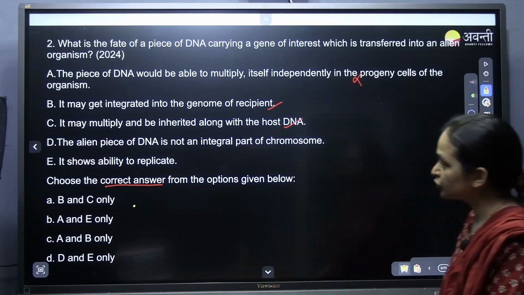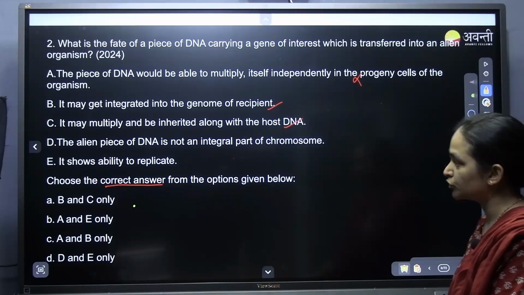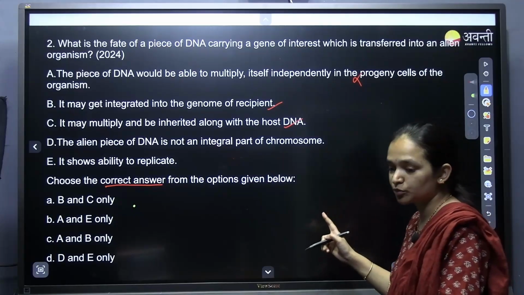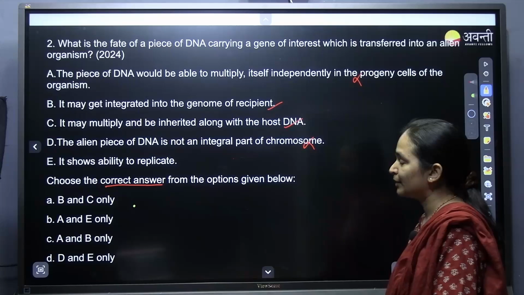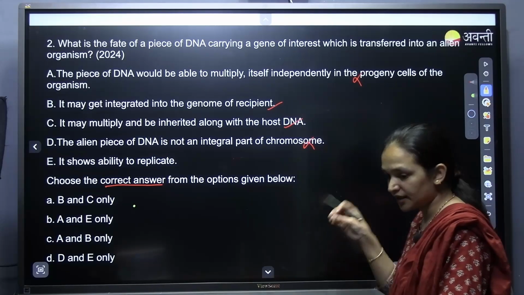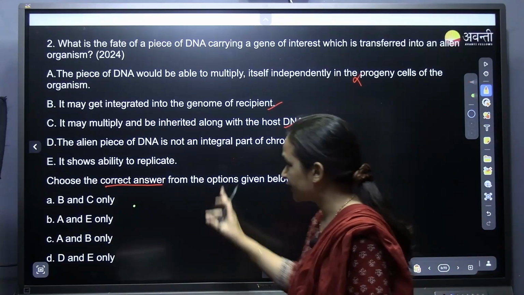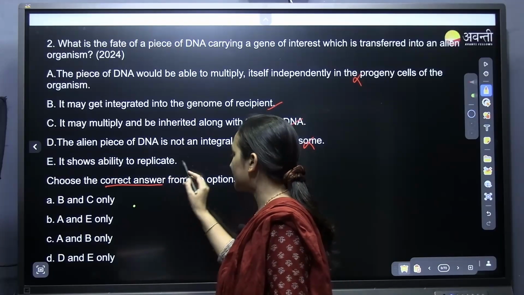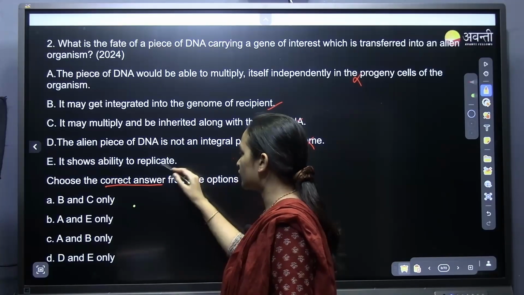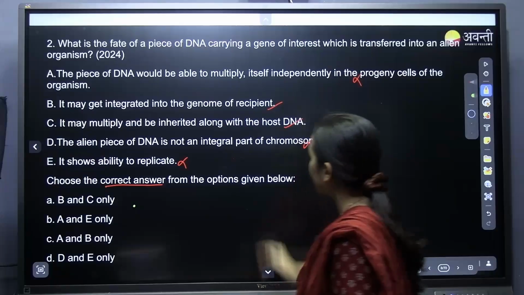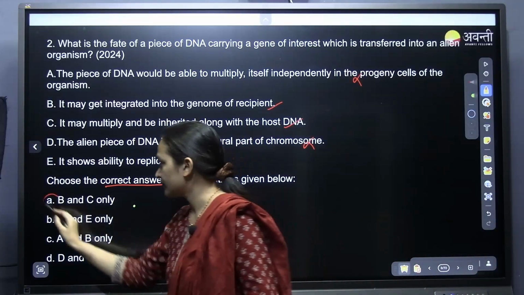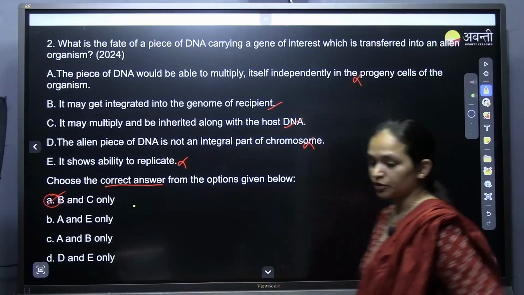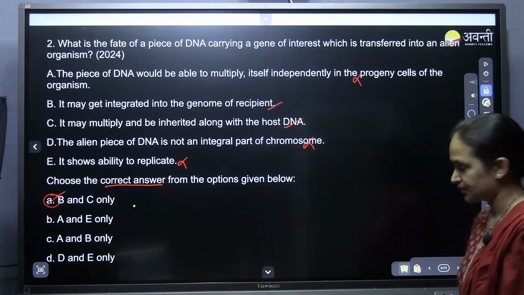Yes. The alien piece of DNA is not an integral part of the chromosome. If it is not an integral part of the chromosome, it will not multiply. It shows the ability to replicate only if it is integrated. Just a piece of DNA will not show the ability to replicate. So B and C are the correct statements, which means A is the correct option.